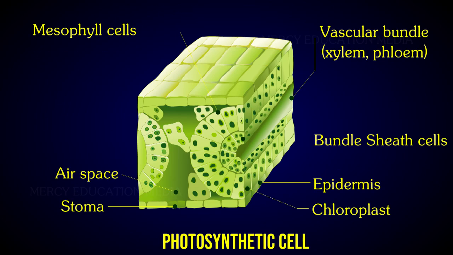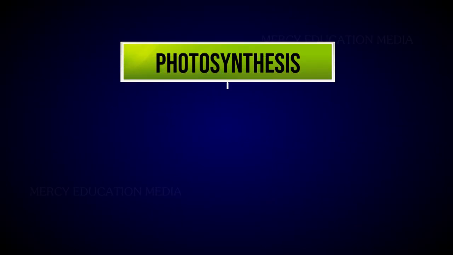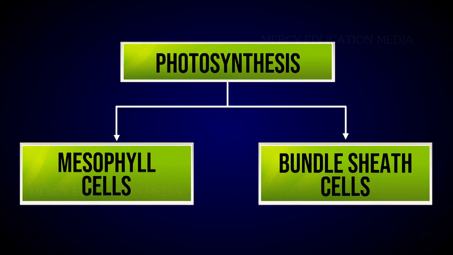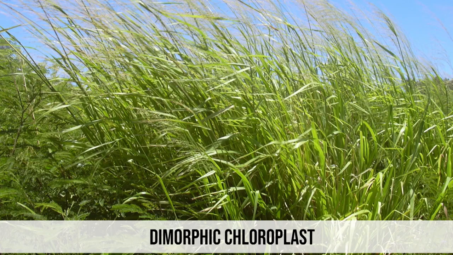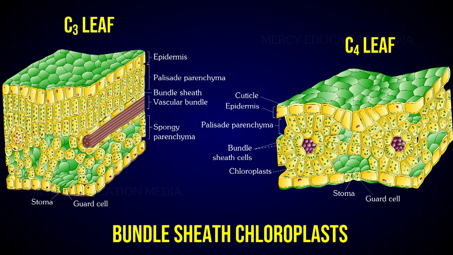whereas in C4 plants, the mechanism of photosynthesis requires two types of photosynthetic cells. Photosynthesis takes place in two different kinds of cells, the mesophyll cells and bundle sheath cells. The C4 plants contain dimorphic chloroplasts, that is, chloroplasts in mesophyll cells are granal, that is with grana, whereas in bundle sheath, chloroplasts are agranal, that is without grana.